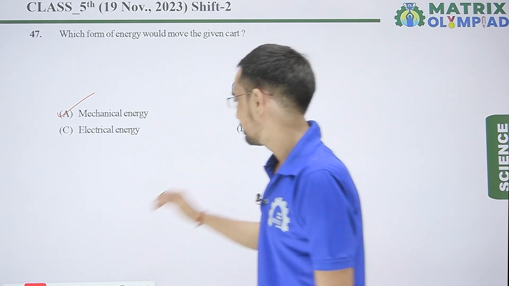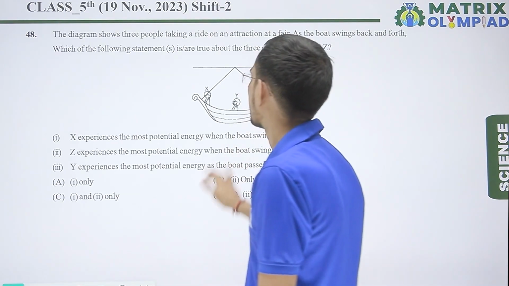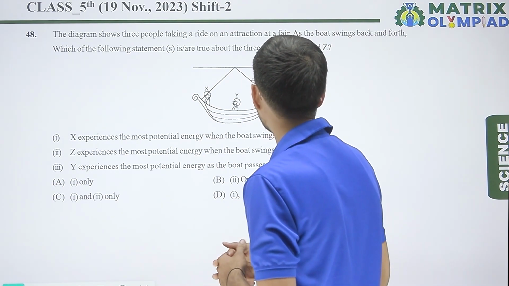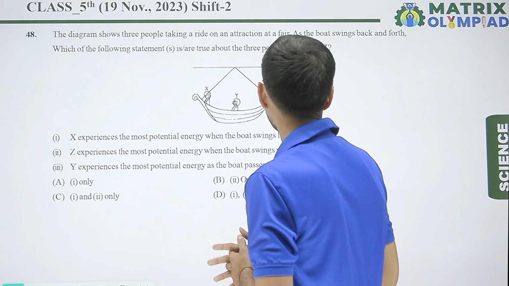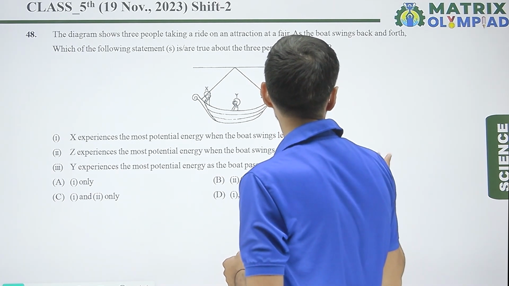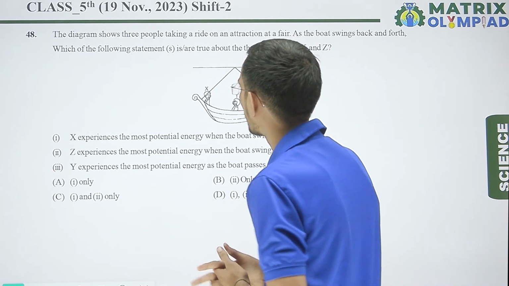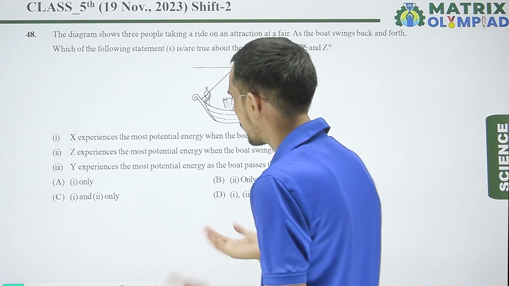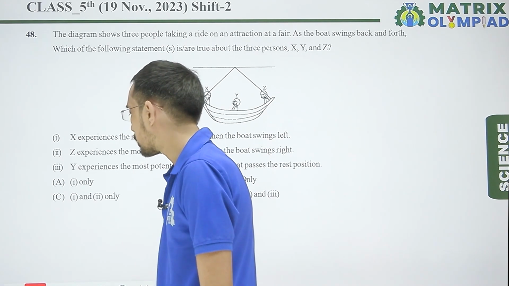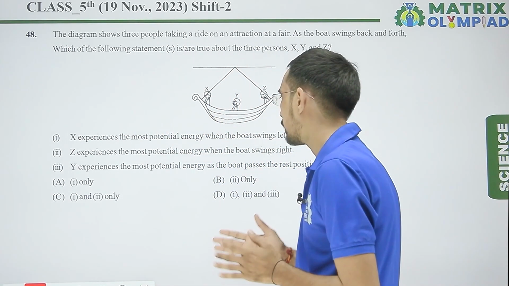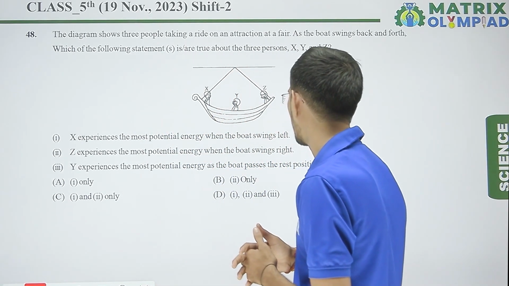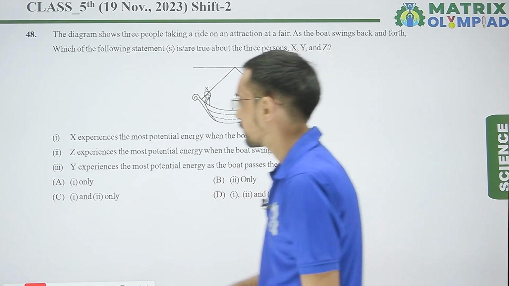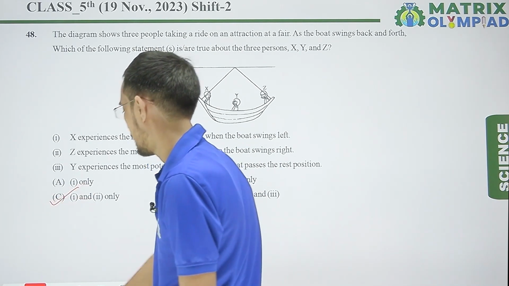Next one is, the diagram shows 3 people taking a ride on an attraction at a fair. As the boat swings back and forth, which of the following statements is true about the 3 persons X, Y and Z? We can observe this case about the potential energy, and it will be observed in the cases of left and right swings, and we can see the correct option will be option C. Next question.